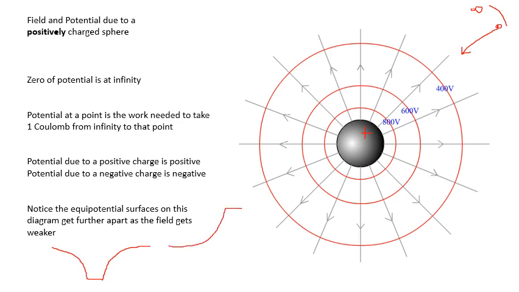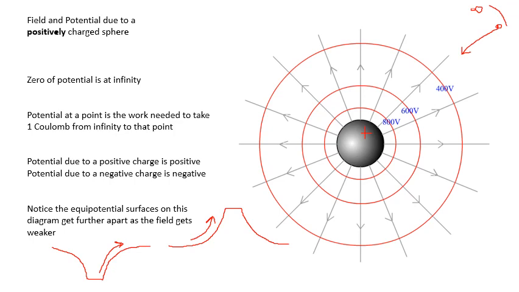You'd have to do work to get closer. With a potential well, you have to do work to escape. With a potential hill, you have to do work to get closer, because it's a repulsive field. With a repulsive field, you have to do work. It's like squashing a spring. You have to do work to get closer.